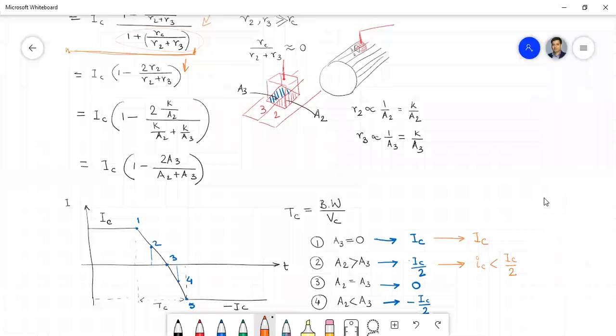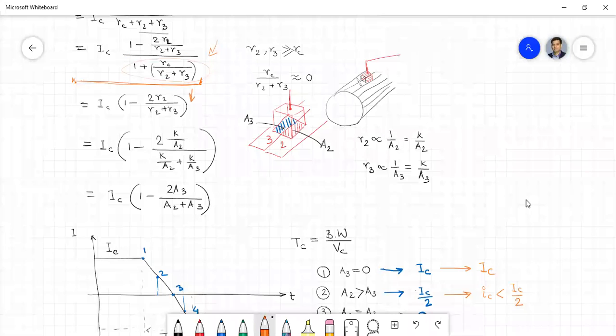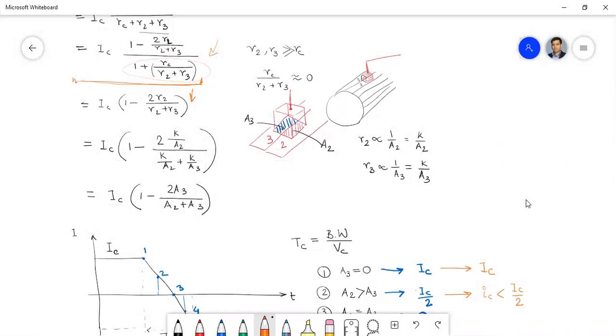Sir, I have a question. Sir, in the first case, why are you neglecting the denominator? Only R3 is 0, but there is 1 plus RC by R2. So why are you neglecting that particular denominator? Which one? In the first case? Yes, sir. RC by R2 plus R3 is much less than 1, so therefore you have neglected that.